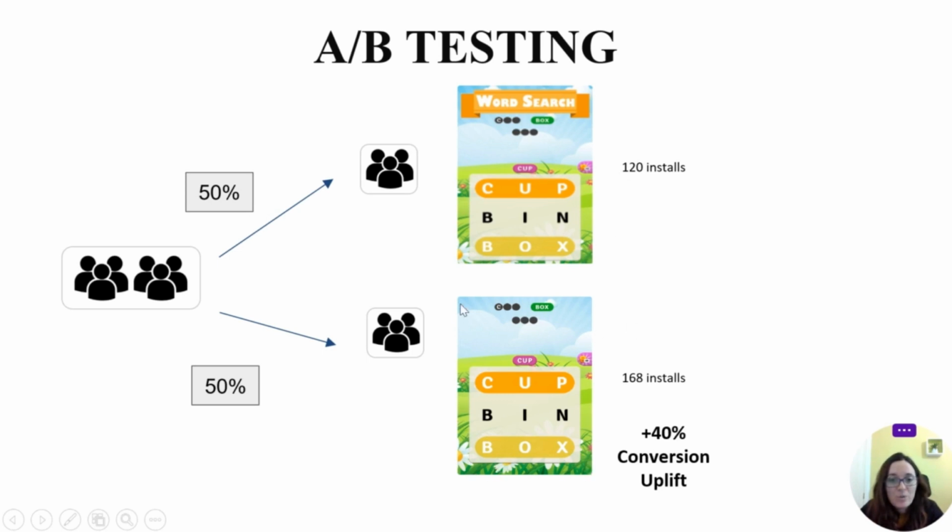In this case, the second option without a ribbon works better and has a 40% conversion uplift compared to the version with a ribbon. This means we should implement this last element. But let's see how we do this in a real case scenario when we have a mobile application and we have to set up this test in our Google Play console.